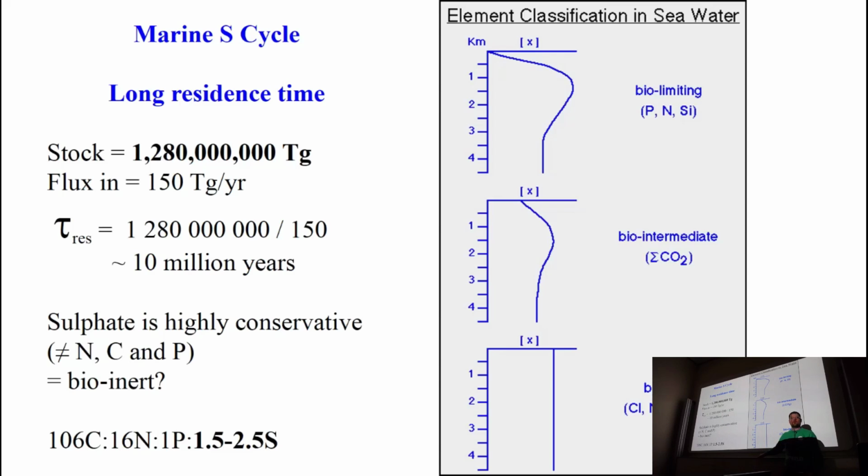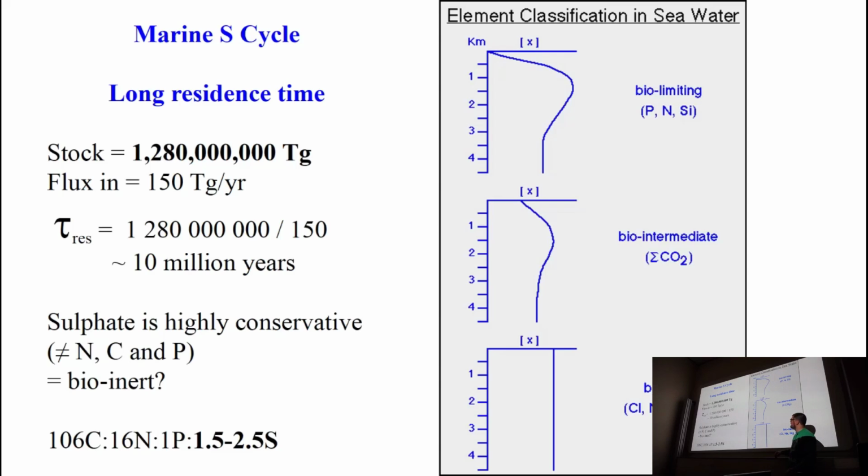So what we can do is work out the residence time, which is the stock of stuff divided by the flux. In this case, 1.2 billion divided by 150. So this is 10 million years. That means that if we stopped the flux into the ocean and only had the out fluxes, it would take 10 million years for the concentration of sulfur in the ocean to reduce by half. So it's very, very hard to change the amount of sulfur in the ocean.